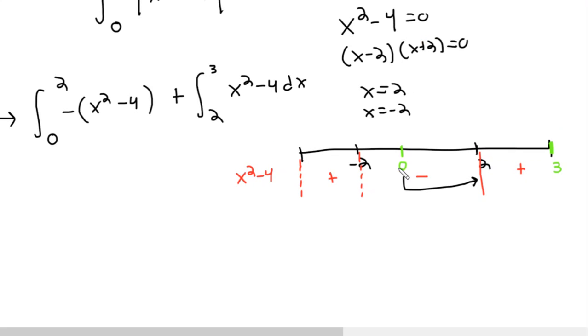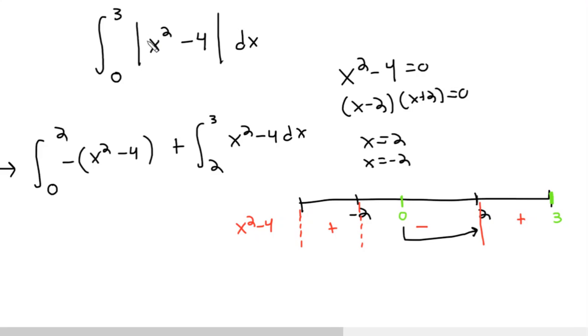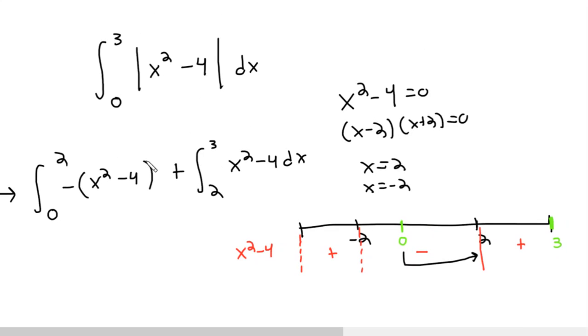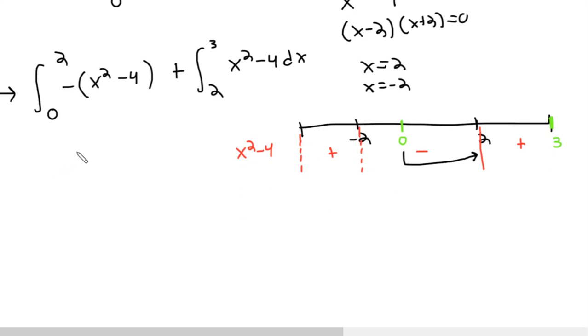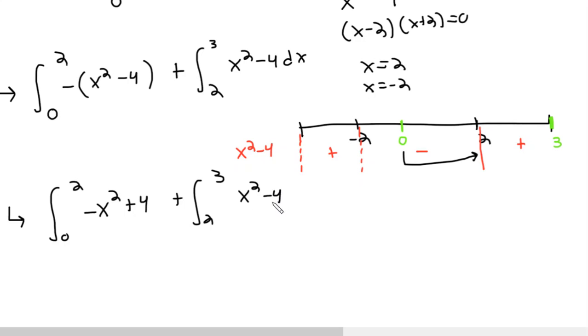You look at where this function is negative, it's from 0 to 2, so I did that, and I just put a negative out front of this. And then I looked at where it was positive, and I didn't touch it, and you just have to adjust your limits of integration accordingly. So now let's distribute this negative in here, and we just have to do two definite integrals now. So the integral from 0 to 2 of negative x squared plus 4, plus the integral from 2 to 3 of x squared minus 4. I'm sorry, I forgot my dx's.